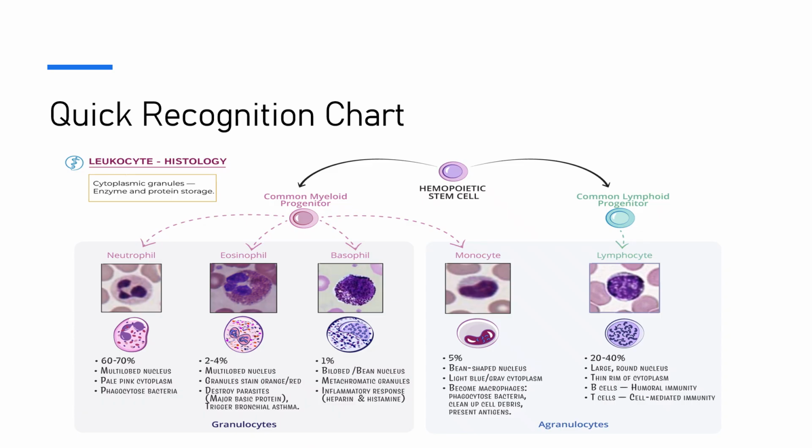Neutrophils are the most abundant, making up about 60 to 70% of circulating white blood cells, and they serve as the body's primary bacterial defense cells. Eosinophils are much less common, around 2 to 4%, and are particularly involved in parasitic defense and allergic inflammation. Basophils are the rarest, usually around 1% or less, and participate in hypersensitivity reactions and histamine release.